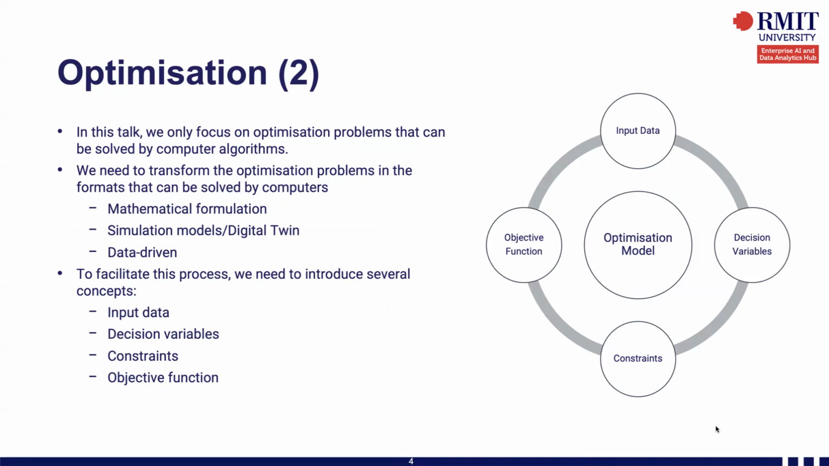So I try to describe it in the context in which we usually work, which is optimization problems that we're able to solve using computers. It's going to be a mathematical formulation. It can be a simulation model. If you're a bit more advanced, you look at digital twins. This can be data-driven as well. There are a number of factors that impact how we define optimization problems, including input data, decision variables, constraints, and objective function.